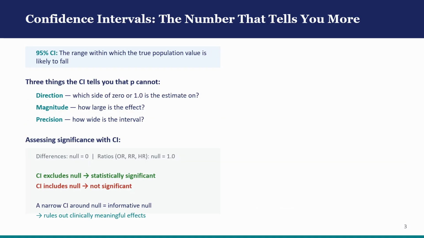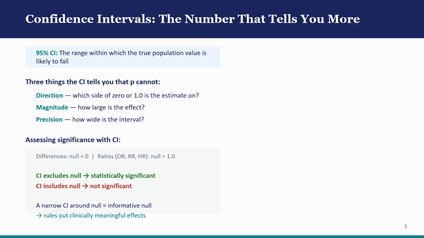Think of the p-value as a light switch: on or off, significant or not, nothing else. Think of the confidence interval as a speedometer. It tells you how fast, which direction, and how precisely you've measured it. Use both, but the confidence interval is the richer instrument.